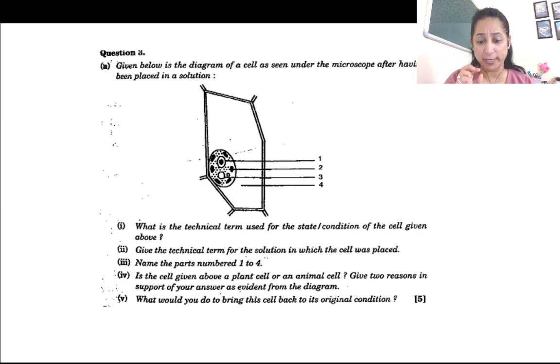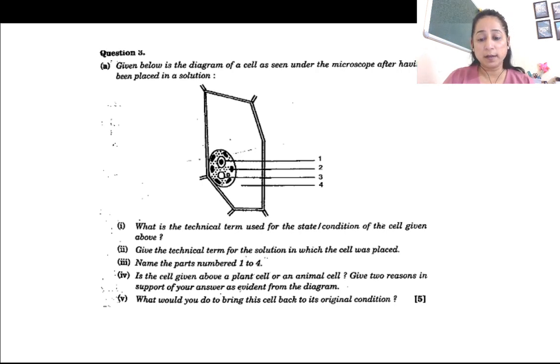lose water and shrink. Is the cell given above a plant or animal cell? It's a plant cell. Why? Give reason बोला है, तो आपने कोई अनशंट और रीजन नहीं देना है, आपने देना है that it has a cell wall present in it because we can clearly see the cell wall. So that's why it's a plant cell.